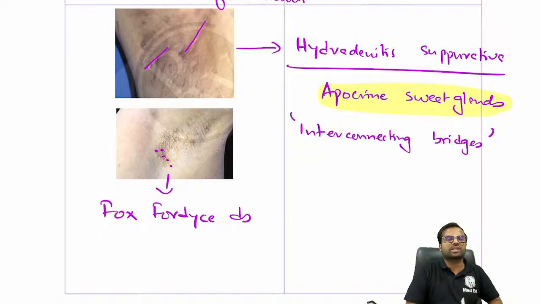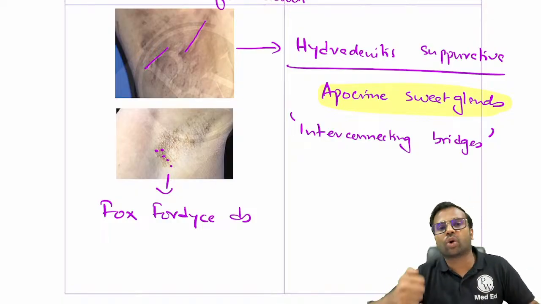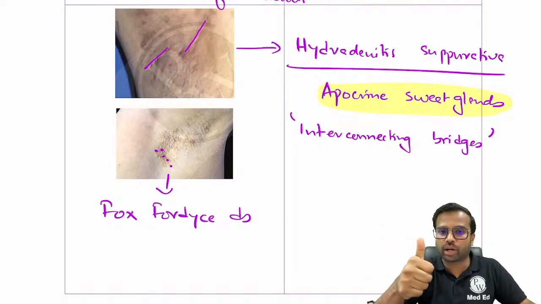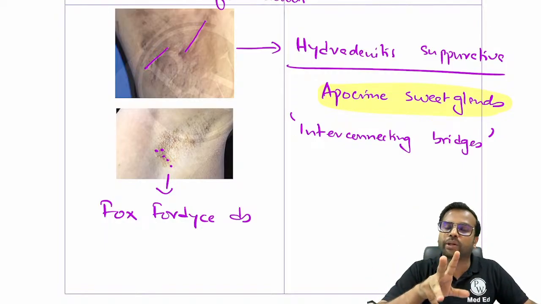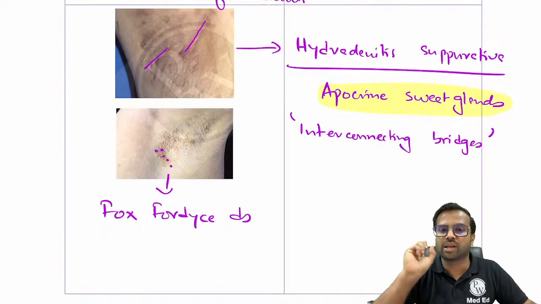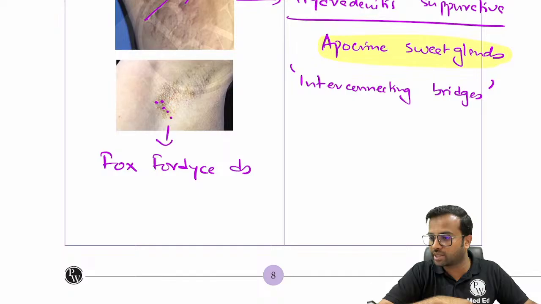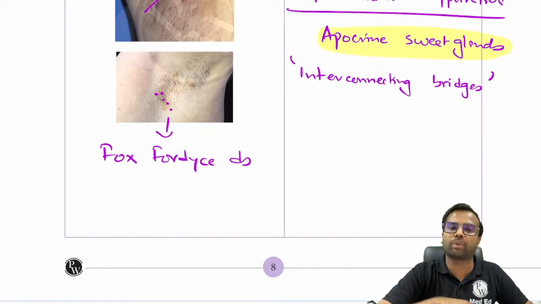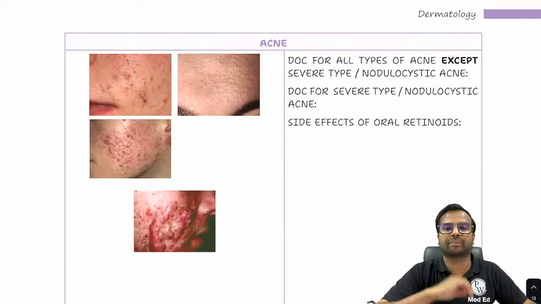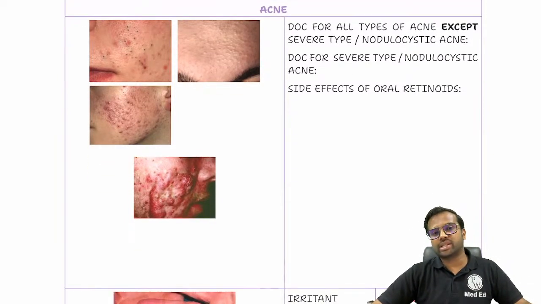So we have just revised two of the apocrine sweat gland diseases. One is hidradenitis suppurativa and the other is Fox-Fordyce disease. Both diseases are apocrine sweat gland diseases, where in the first one the patient has some interconnecting bridges, and in the second one the patient has multiple small papular lesions over the axilla. So now moving to another very important, commonly asked topic, right?